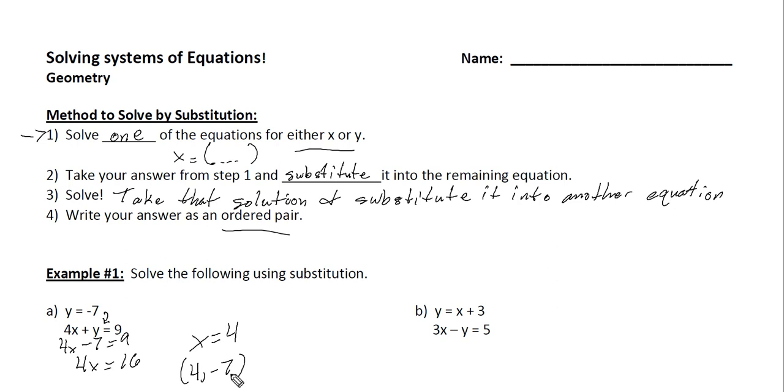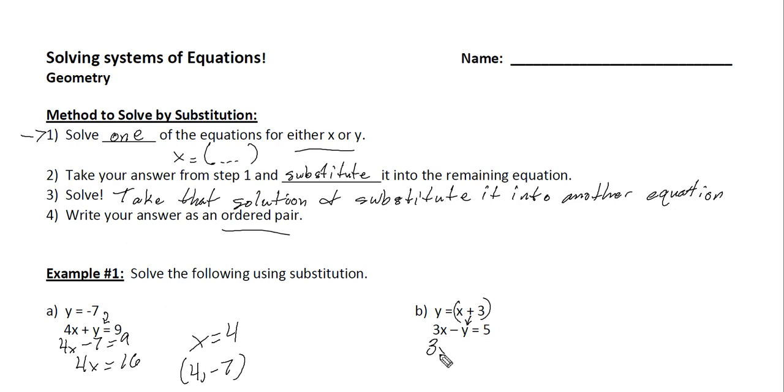All right, for part B, pretty similar, except we don't explicitly have one of the values yet. However, this first equation is already solved for y. So once again, we've already skipped some steps. We have y equals x plus 3. So we know the value of y. Although we don't know what x plus 3 is yet, we know y is the same as x plus 3. So we can substitute y with x plus 3 in that second equation.